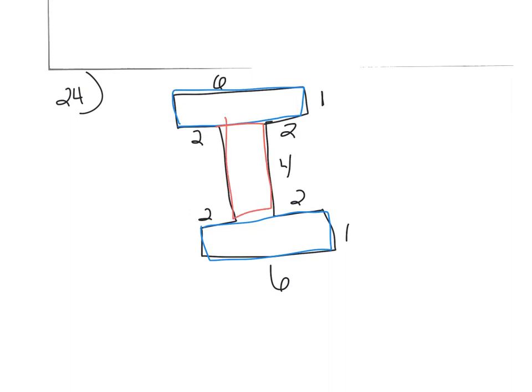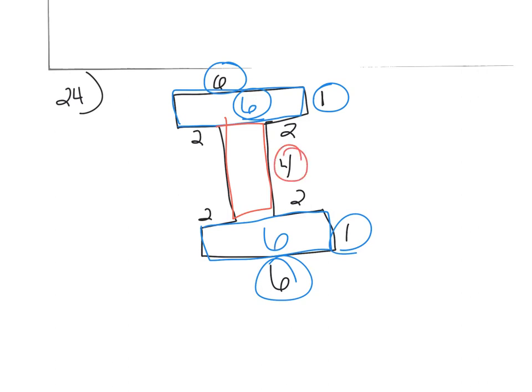All right, the top blue rectangle, let's see if we can figure it out. It's going to be 6 times 1, which is 6. The bottom one's going to be 6 times 1, which is 6. The one inside is going to be 4 times however much this is. Well, we have to figure it out. If the whole bottom is 6, I have 2 and 2, which is 4, so this has to be 2 to make 6. So 4 times 2 is 8.